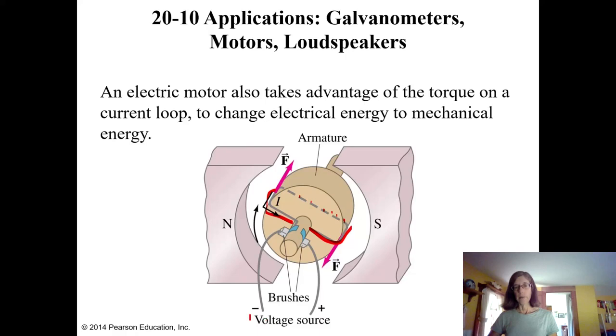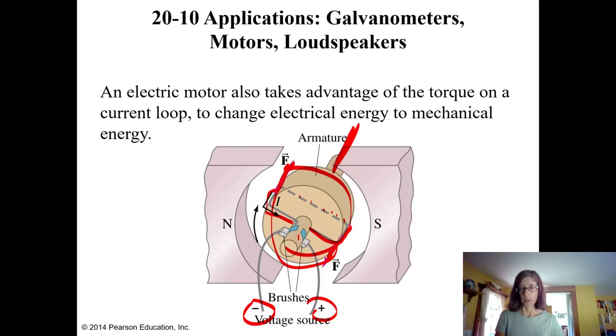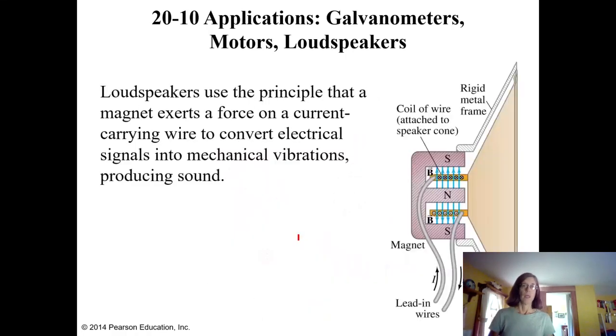And in this way, if you've got a voltage source that's applied, this starts to move, and there's torque created, and let's say you're trying to move the wheels of a car, the electrical energy can then be converted to the mechanical energy that allows for motion. So this torquing motion causes this to spin.